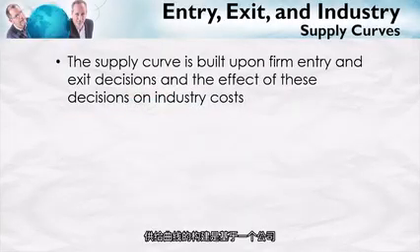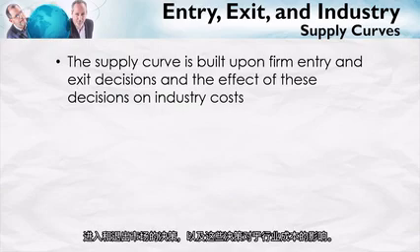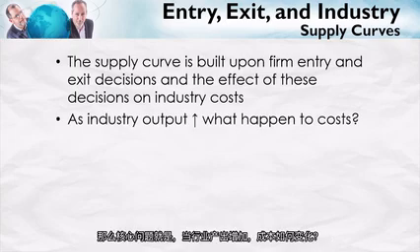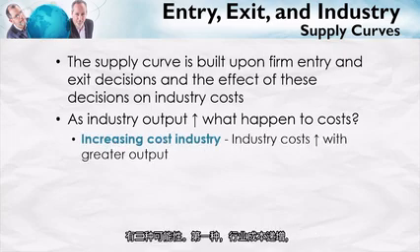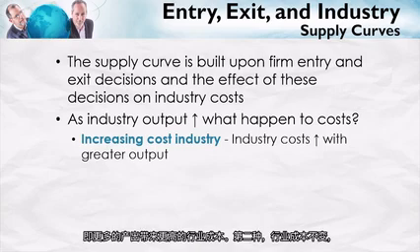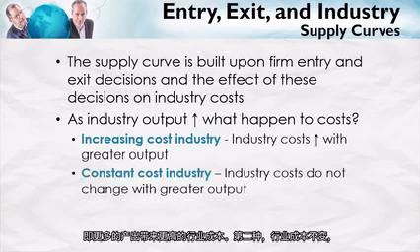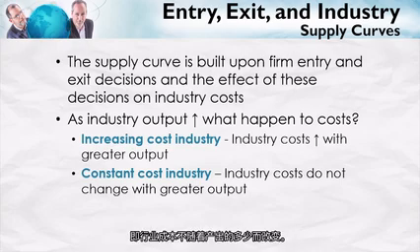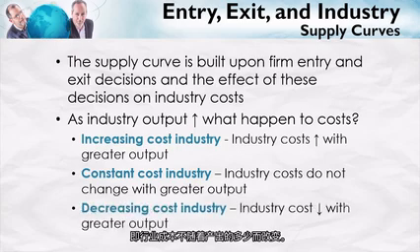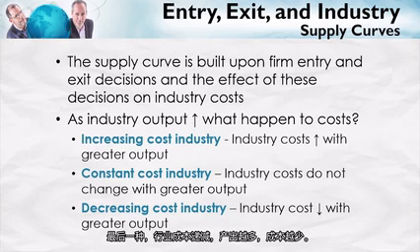The supply curve is built upon firm entry and exit decisions and the effect of these decisions on industry costs. And the key question is this: as industry output increases, what happens to costs? There are three possibilities. First, an increasing cost industry. That is, industry costs increase with greater output. Second, constant cost industry. Industry costs are flat. They don't change with greater or lesser output. And finally, a decreasing cost industry. Industry cost falls with greater output.